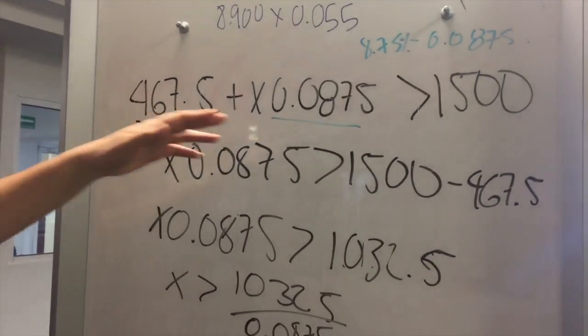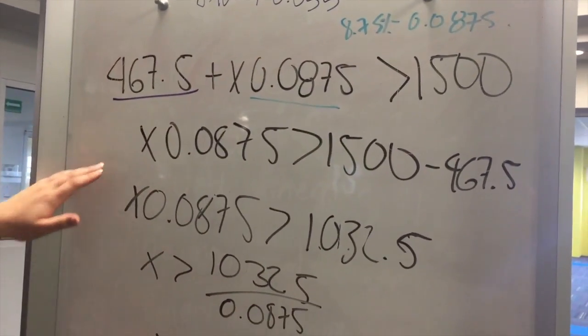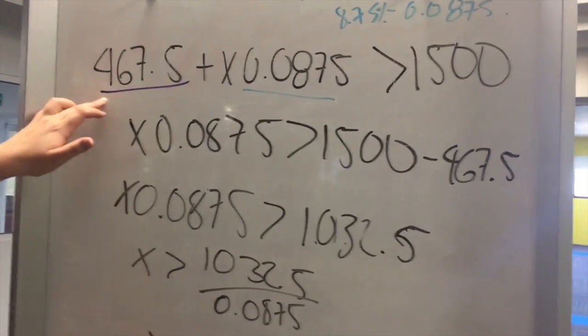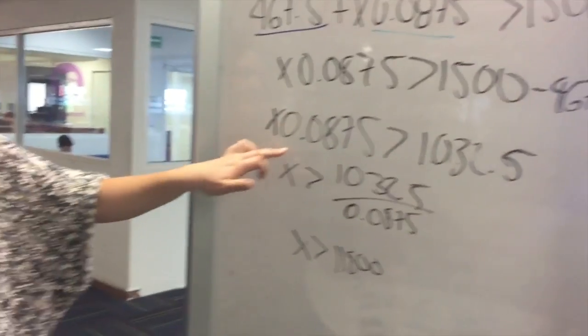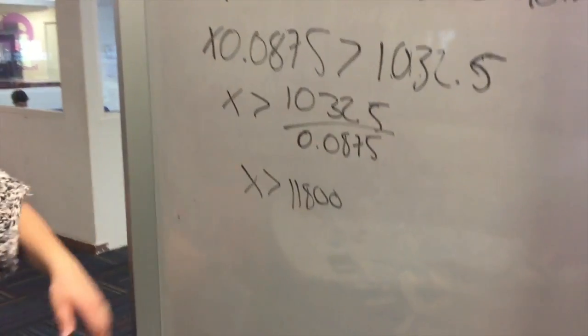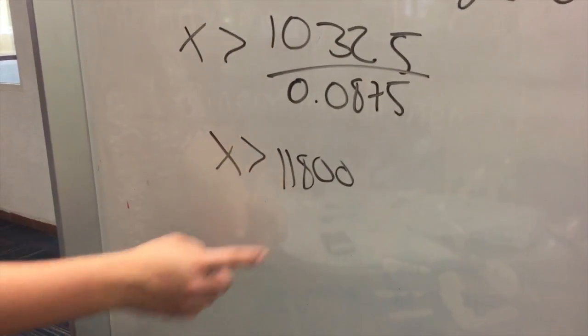So you make an inequality. So you have to solve for X. So you press this, subtracting, and then this, dividing, and you get that X is greater than 11,800.